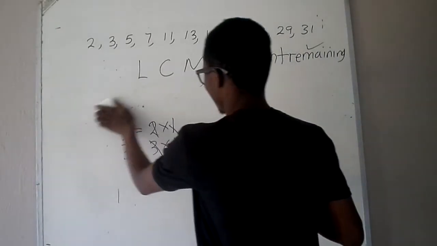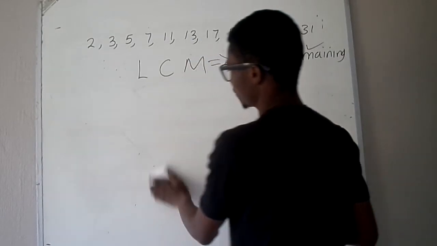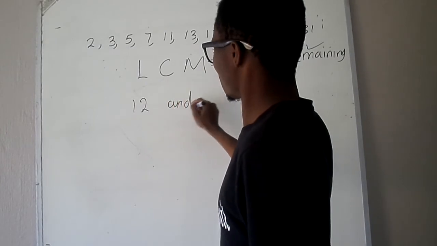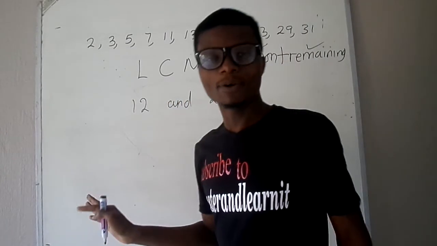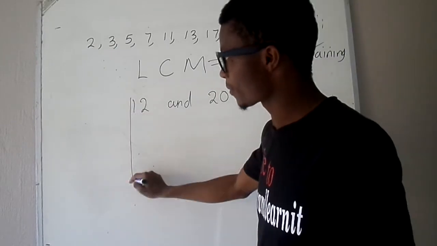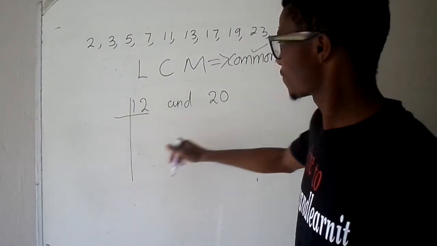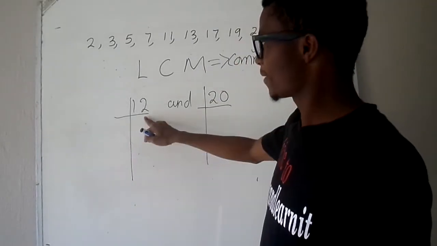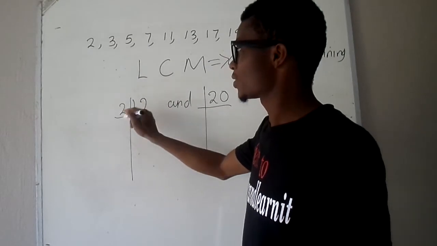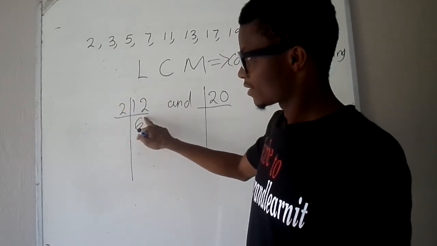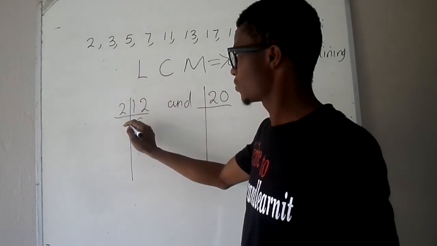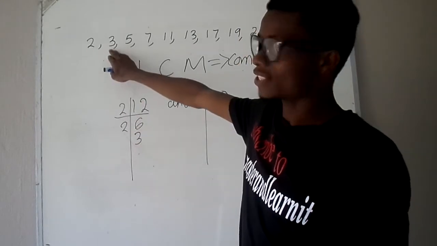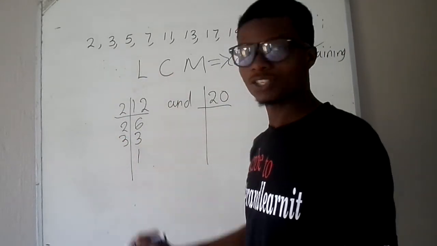Let us try a little bit bigger number. What is the lowest common multiple of 12 and 20? Remember, on the lowest common multiple, we still use prime factorization to write 12 as a product of its prime factors as well as 20. Writing 12, I divide by the smallest prime number 2. 2 into 12, that's 6. The smallest prime number that divides 6 is still 2. 2 into 6, that's 3. The smallest prime number that can divide 3 is 3. 3 into 3, that's 1.